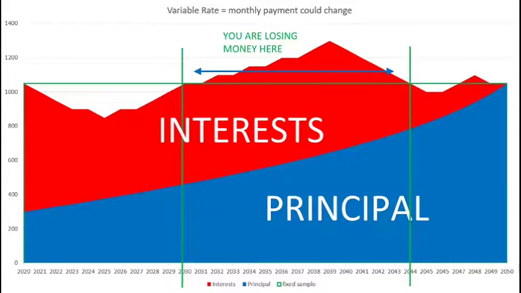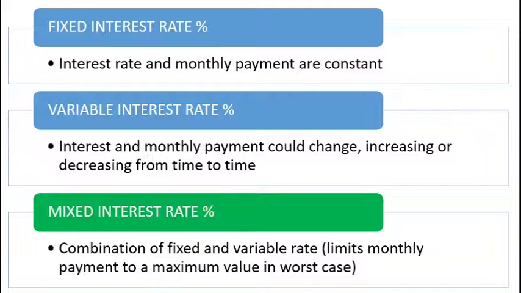Let's go back to the normal variable rate case. As you can see here, in the second part of your mortgage, the higher variable rate increases your monthly payment. So you have to pay attention, to be able to afford a higher monthly payment in that case. To avoid this problems, there is a third type of interest rate. The mixed interest rate. It is a combination of the fixed and variable rate, with the feature of limiting the monthly payment to a maximum value.